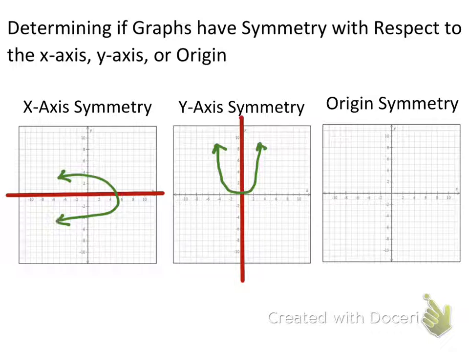Origin symmetry is a little bit different. What I like to think about is putting a little pin in the origin. And if I can spin the graph around and have it match itself, then I would have origin symmetry. A good example of that would be this one. But you can see that if I were to spin the green on that red dot, it would match up with itself. So that would have origin symmetry.